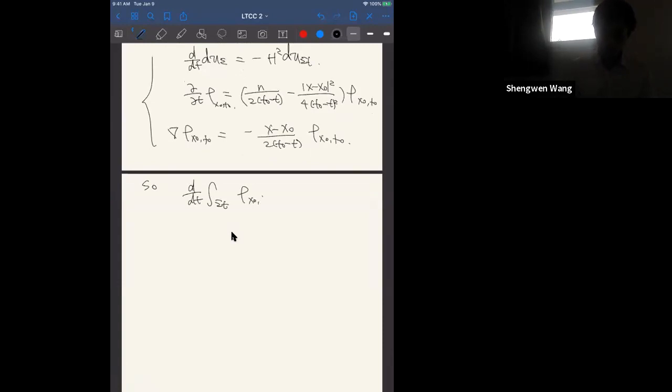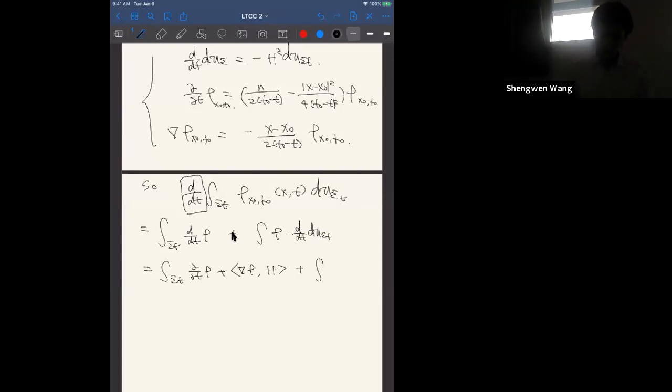The backward heat kernel, rho, on x_t with respect to the area form. So you put in the derivative. Notice that we are using d/dt here: d/dt of rho plus rho times d/dt of the area form. And d/dt of rho is equal to the partial over partial t of rho plus the inner product of grad rho with H, and this is negative rho H squared, right? And we have already computed the gradient and the time derivative.